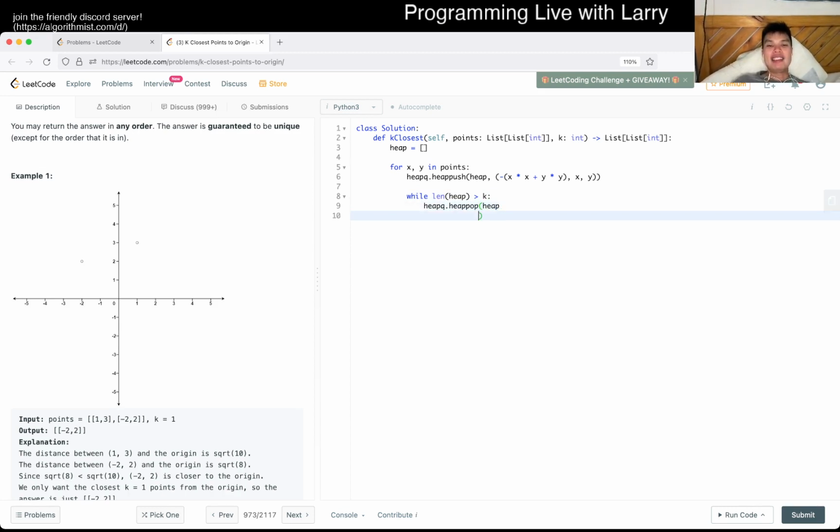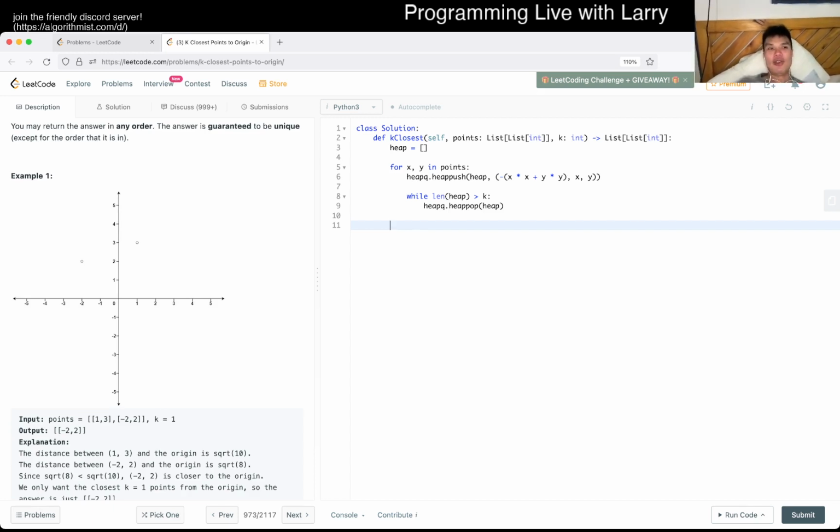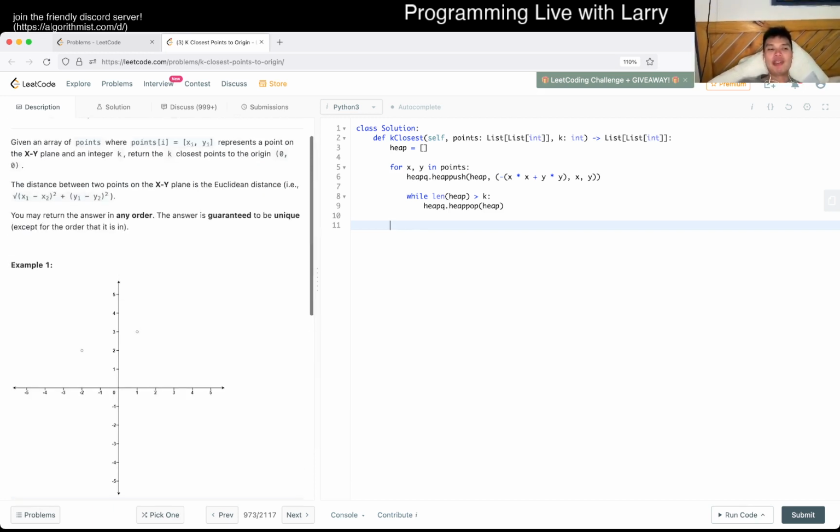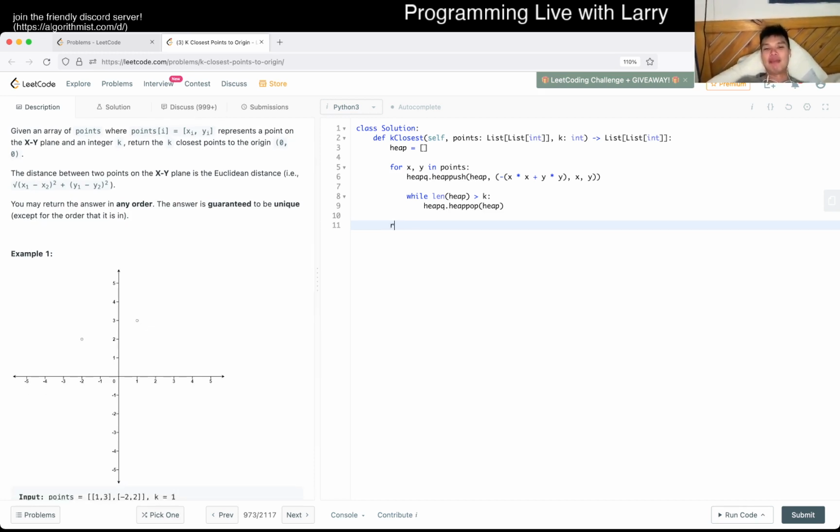And then at the very end, in theory, you're supposed to pop this k times to get the list in a good order. But because you can return the answers in any order, it doesn't really matter. So you could actually just return the heap itself. Oh, excuse me. So I think that's all I'm going to have.